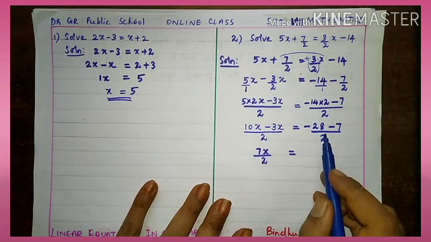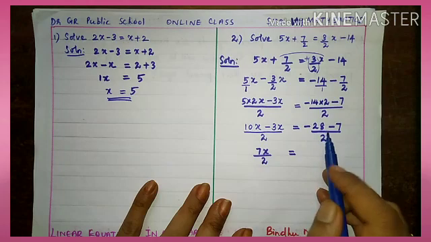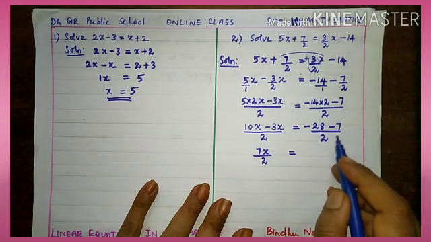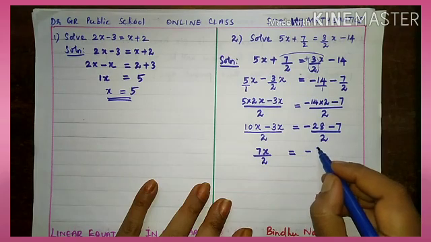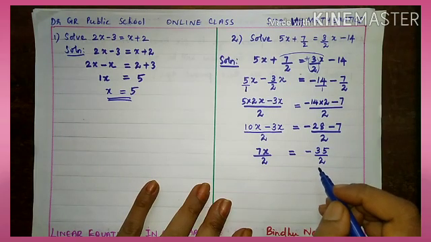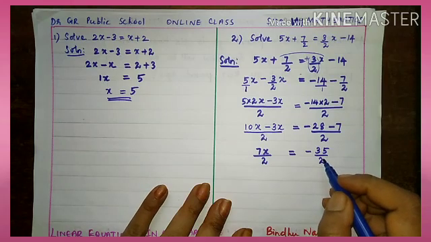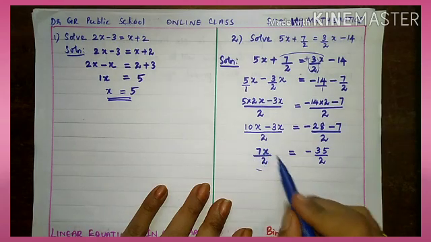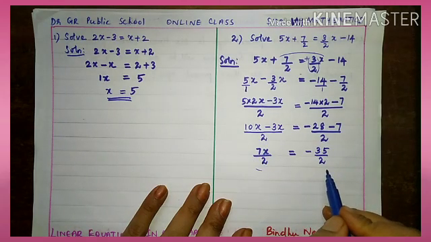So what do you want to do? Add and put the negative sign. Okay. So what is 28 and 7 added? 35. So we get minus 35 by 2. Everybody, do this calculation in the working column of your notebook. Okay. Now you see we got 7x by 2 equal to minus 35 by 2.